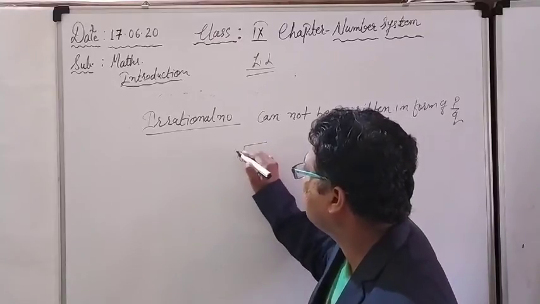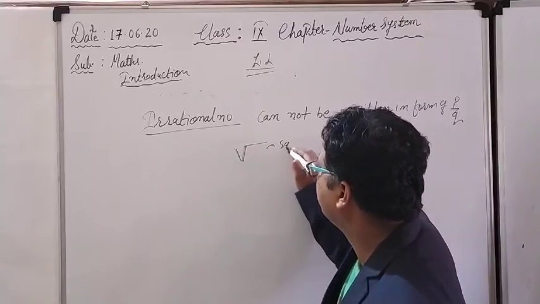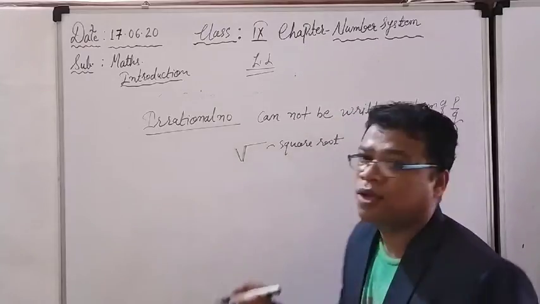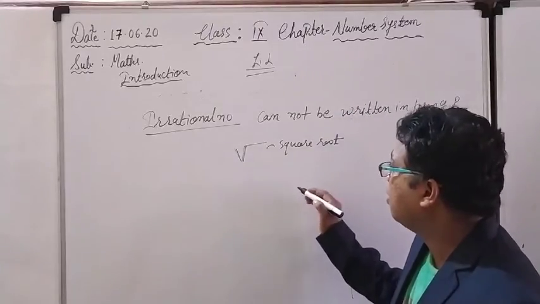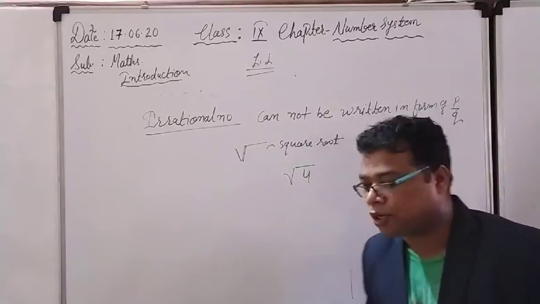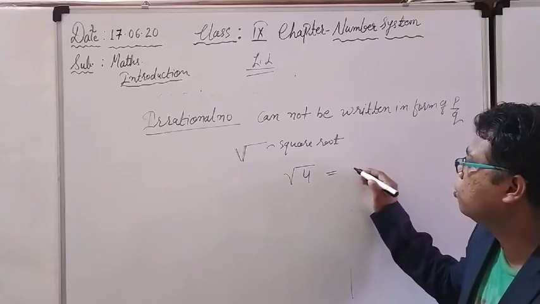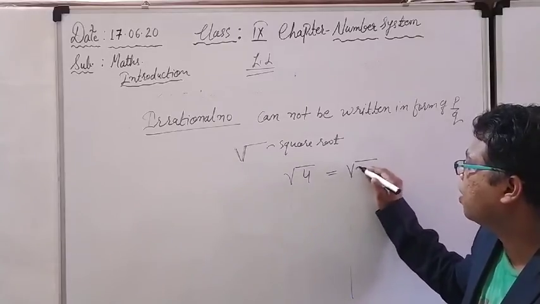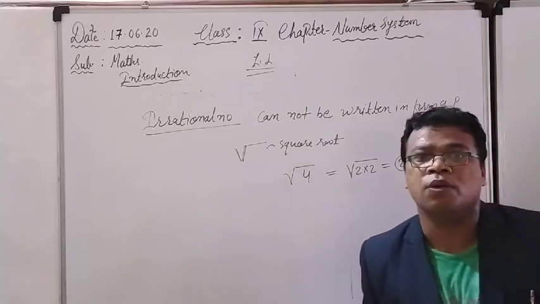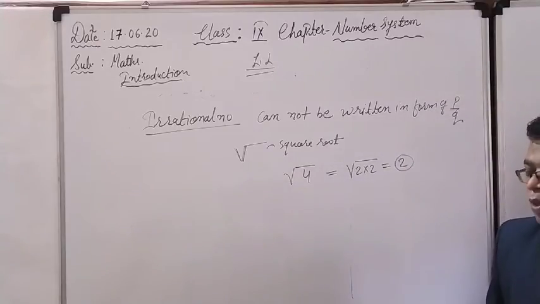This is the sign of the square root. Right now see, if I am telling you what is the square root of 4, you will give me the answer. The square root of 4 will give me the answer 2.